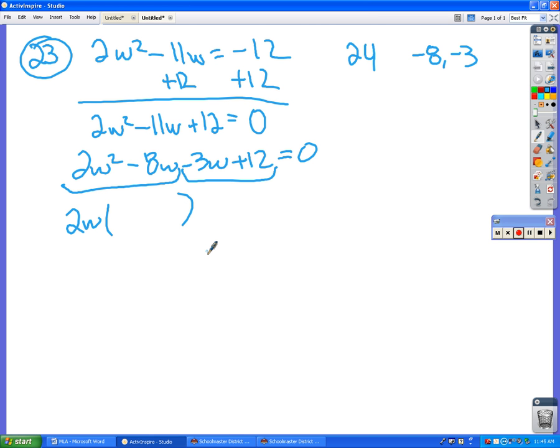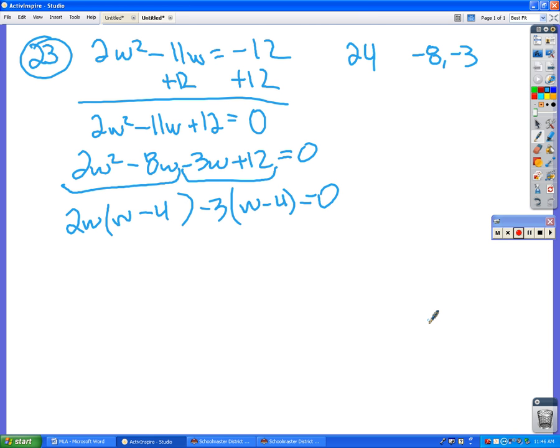So 2w times what gives me 2w squared? W. And 2w times what gives me negative 8w? Negative 4. All right, now the same exact game, this time with negative 3w plus 12. So I can take out a negative 3. And that will leave me with w minus 4. And oh, miracle of miracles. What do you notice about the stuff inside the parentheses?